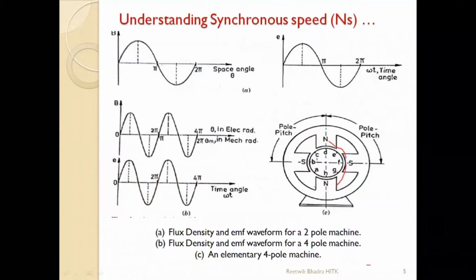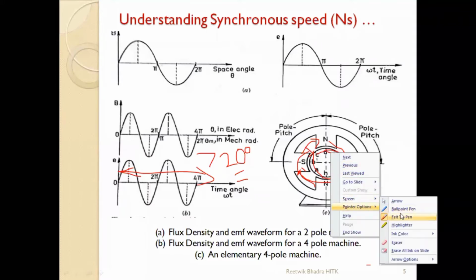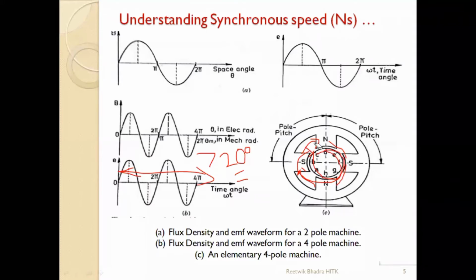South to north negative, this north to south again positive, then this south to north again negative. So this complete up to this, you are getting 720 electrical degrees of your EMF. But you see this rotor over here rotates from D back to D again. If I take eraser like this.